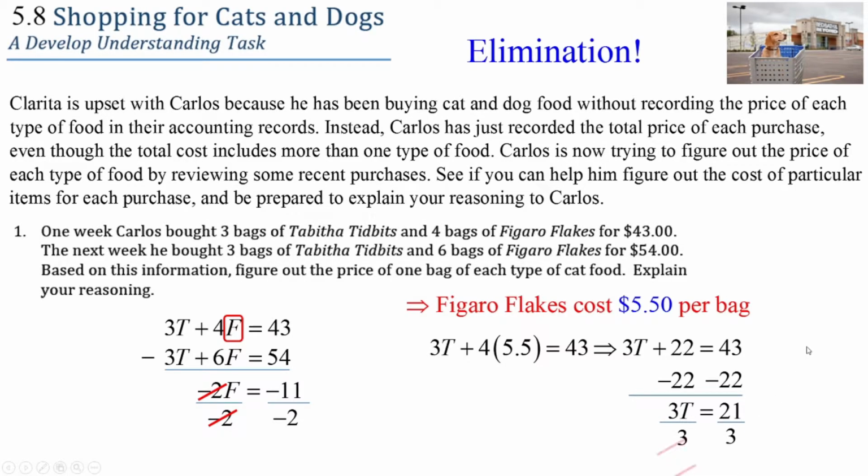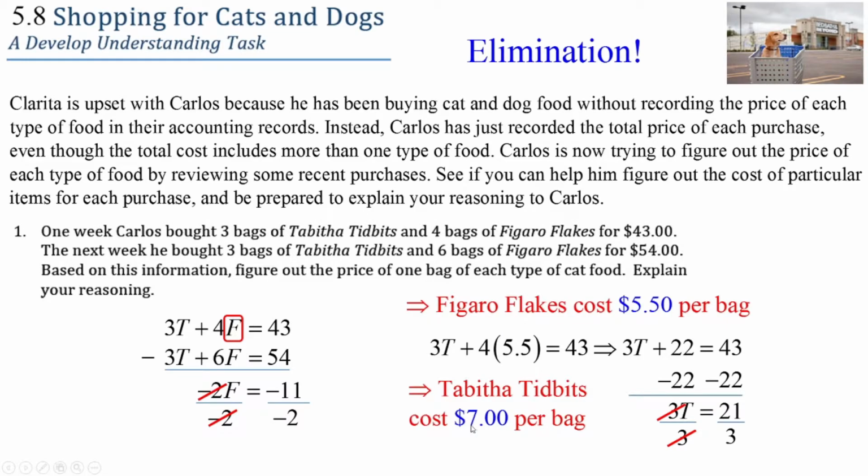Okay? So let's think about this a second. Do you agree that those factors of 3 cancel? So t is 21 divided by 3? That implies Tabitha Tidbit's cost, well, 21 divided by 3 is 7, so that's $7 per bag.